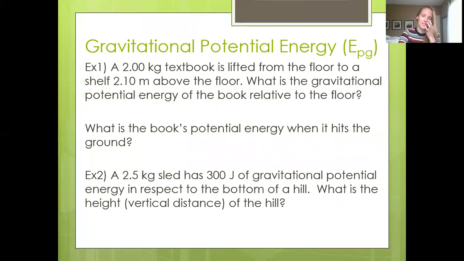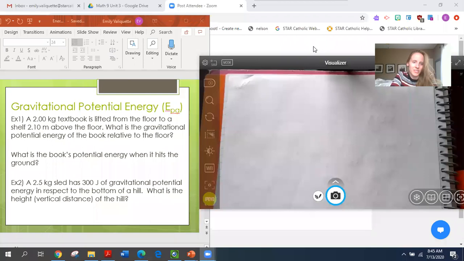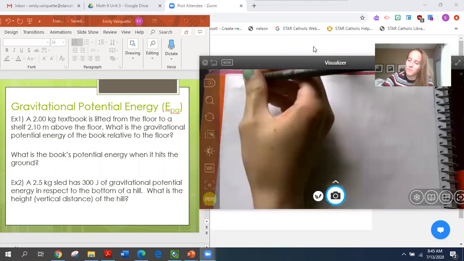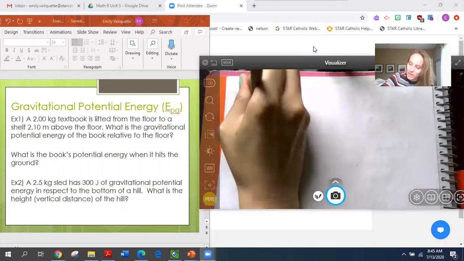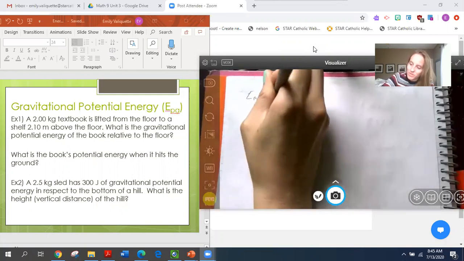So let's try some practice questions for this. Okay, so for the first question here, it says a 2 kilogram textbook is lifted from the floor to a shelf 2.1 meters above the floor. What is the gravitational potential energy of the book relative to the floor? So we're going to use our formula, EPG equals mgh.